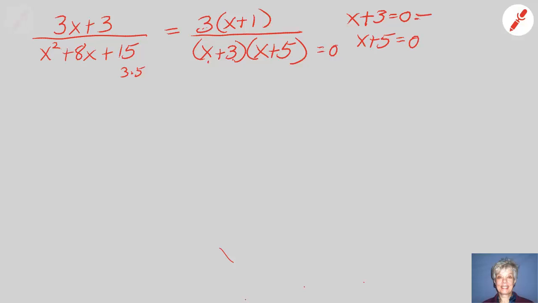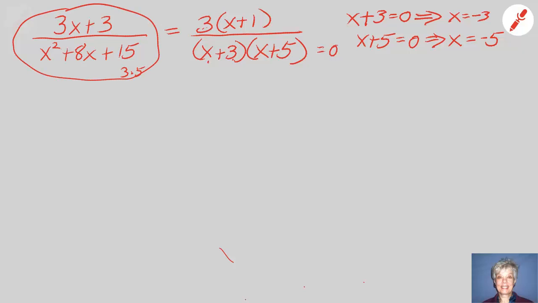So I'll get x equals negative 3 and x equals negative 5. These are the two numbers that will cause this rational expression to become undefined. So I'm going to put a slash through it like this. x cannot equal negative 3. x cannot equal negative 5.